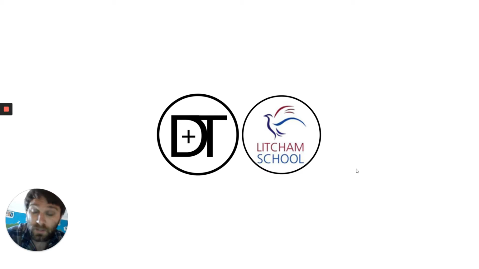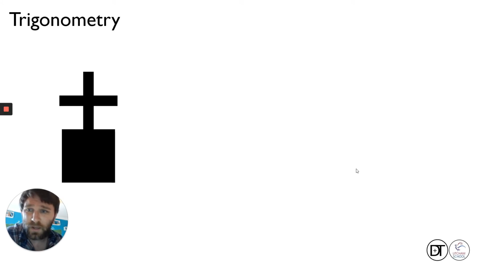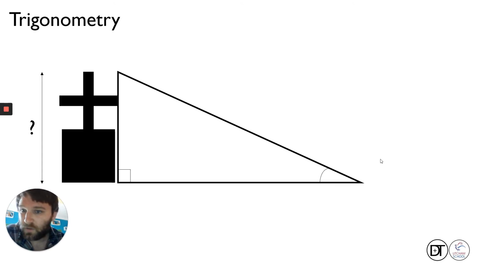Okay, in this lesson, what we're going to do is look at doing a real-life mathematical survey using a technique called trigonometry. Now, we have, in my case, a church that I want to measure how tall it is. Okay, I don't know how tall the church is. Using a right-angled triangle like this, we can do some clever maths that works out how tall the church is.